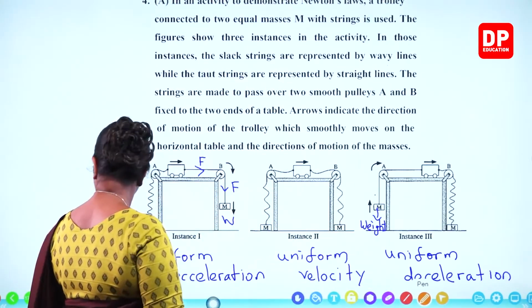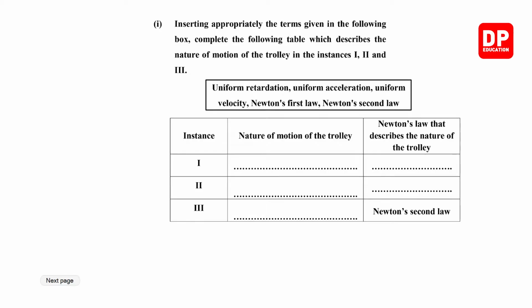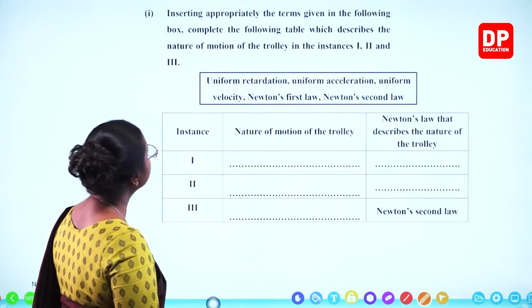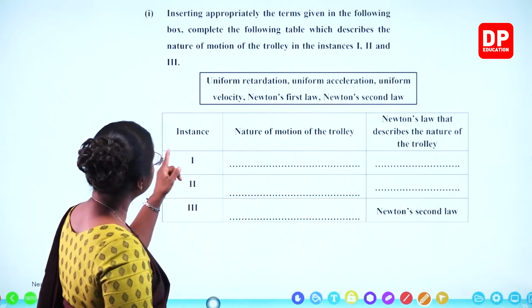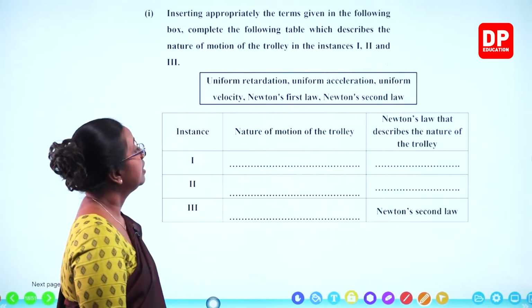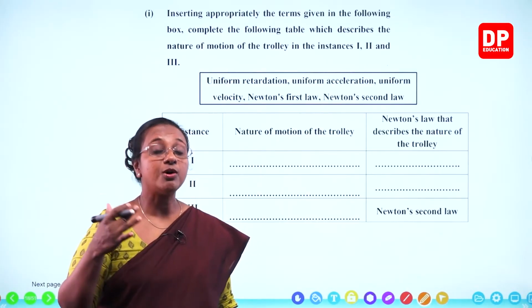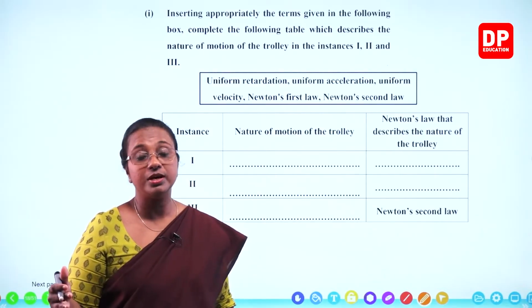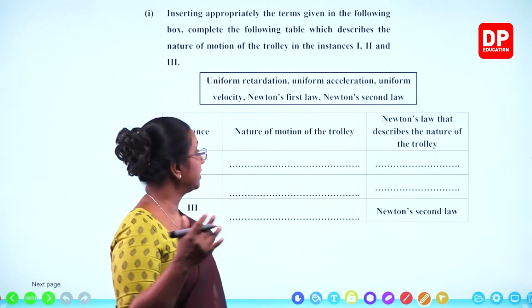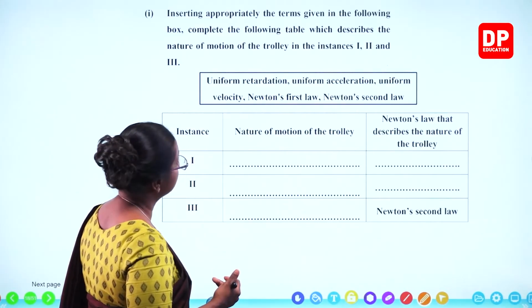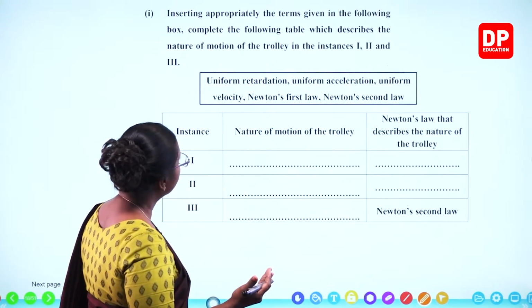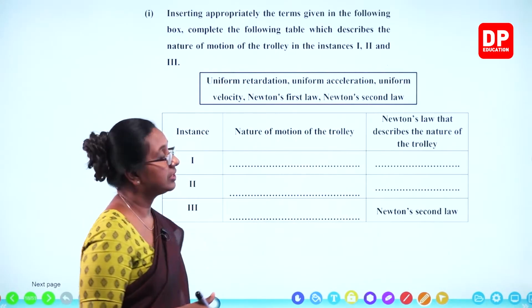So then we'll move on to the questions. First one. Inserting appropriately the terms given in the following box, complete the following table which describes the nature of motion of the trolley in the instances 1, 2 and 3. We have already identified it. You can see uniform retardation. Retardation refers to deceleration. Retarding means reducing. So the velocity reducing, the trolley becoming slower. So that is deceleration. Uniform retardation means uniform deceleration. Uniform acceleration, uniform velocity, Newton's first law and Newton's second law.